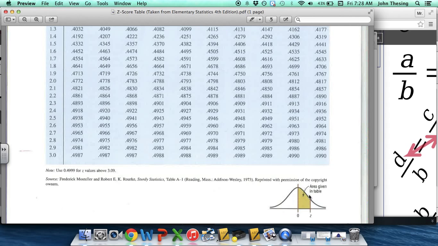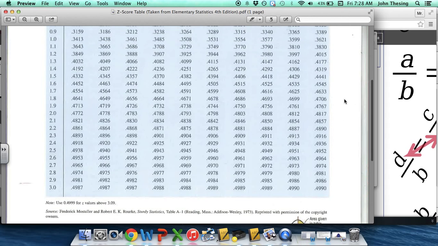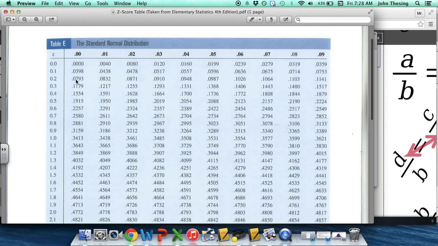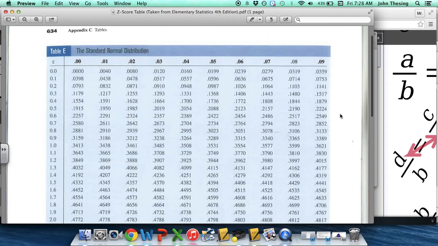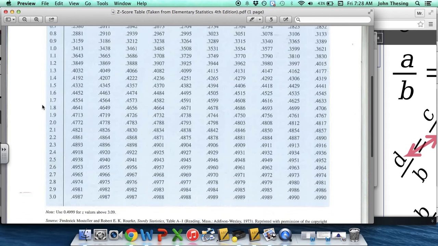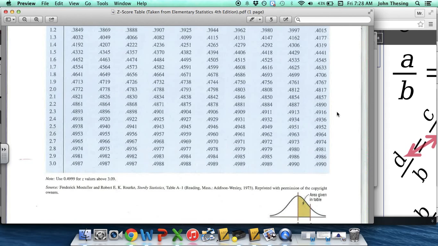Now, inevitably what ends up happening is people ask, what about negative z-scores? Because this only gives positive z-scores. And I'll be honest with you, some tables actually do give negative z-scores, which is fine. I think they're a little more confusing than this table. I think this table is pretty straightforward. I really like this table. So this is the one I use.